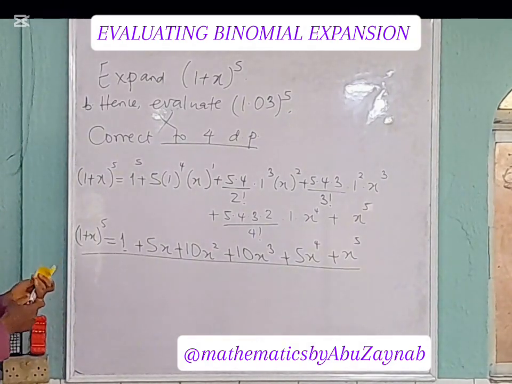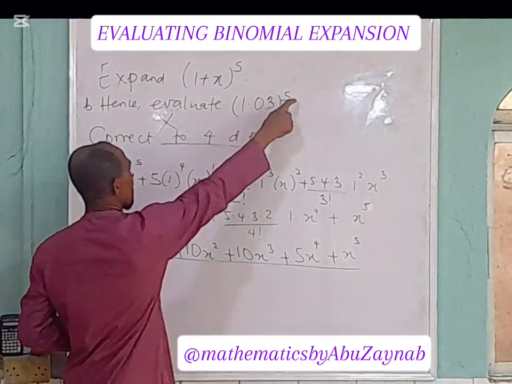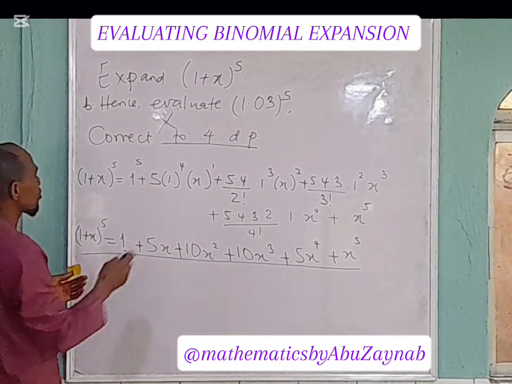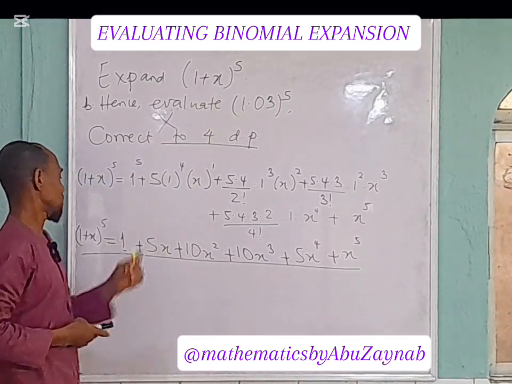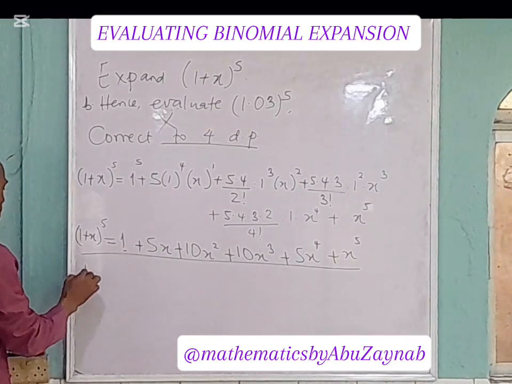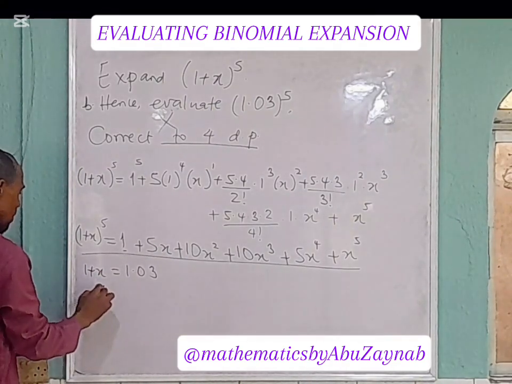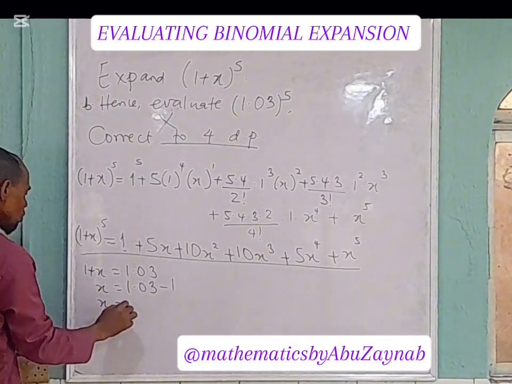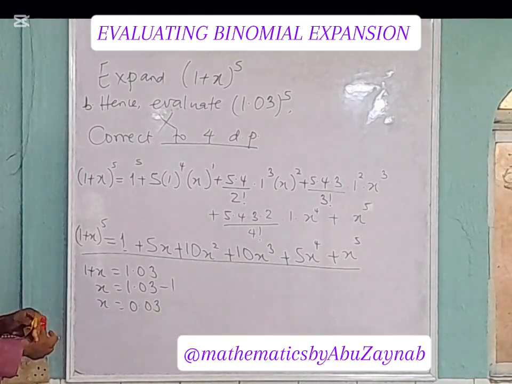So I'm done with part A. Now part B says hence evaluate 1.03 to the power of 5. So what I mean to do here is to simply equate the content of these two brackets so as to know the real value of x. By so doing, I'm going to have 1 plus x equals 1.03. Therefore, x is 1.03 minus 1, which is 0.03. That's my value of x.